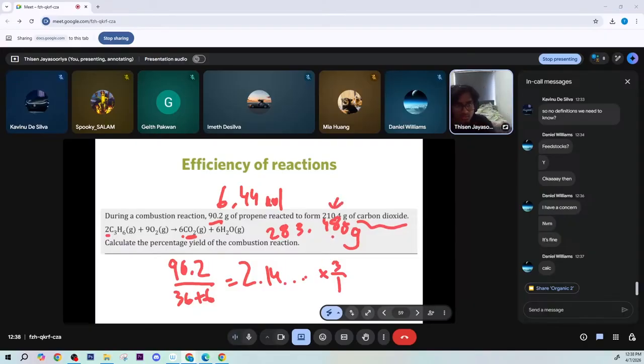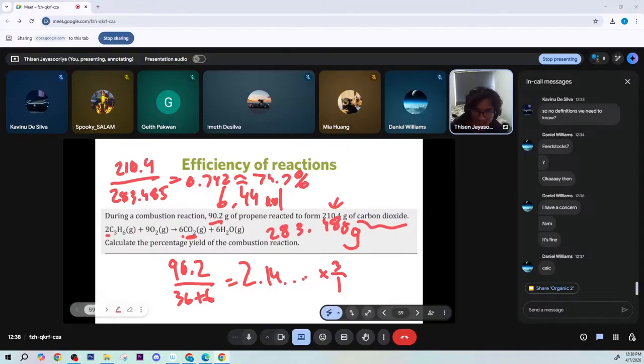But we're only producing 210.4. And to find the percentage yield of this, we're going to do 210.4 divided by 283.485. This is the actual divided by the theoretical amount. And then we're going to see what we get as our final answer. So we get 0.742 or 74.2%. Now, if you don't know that formula, that's fine.